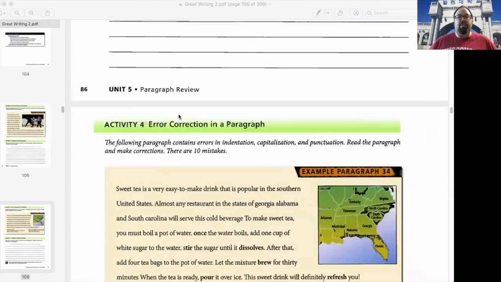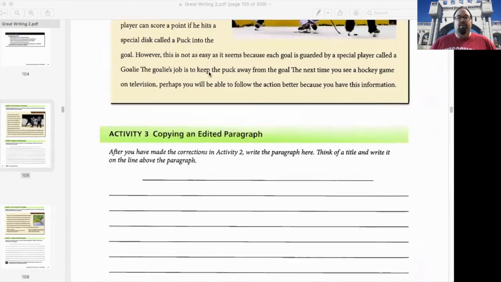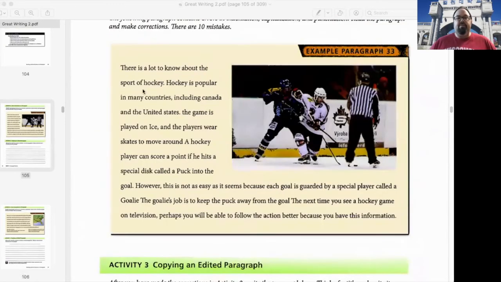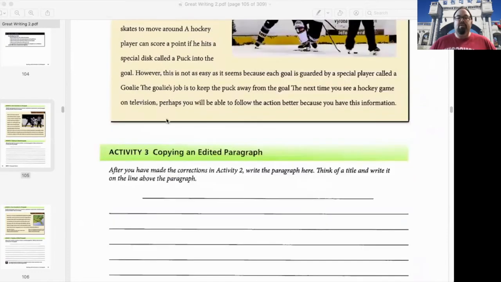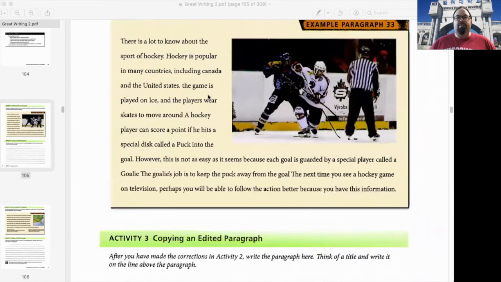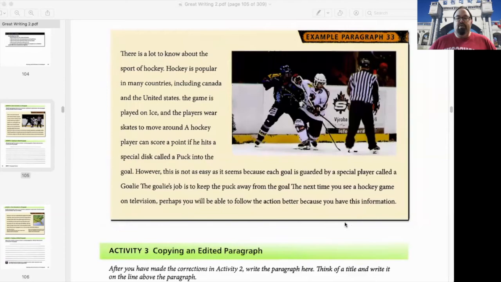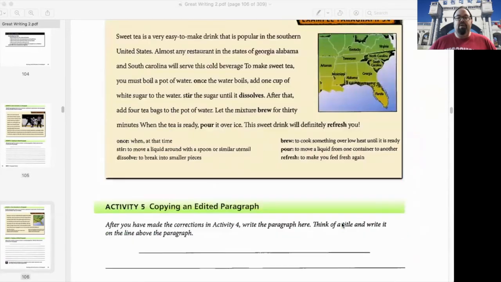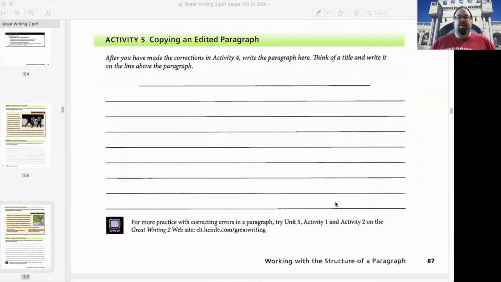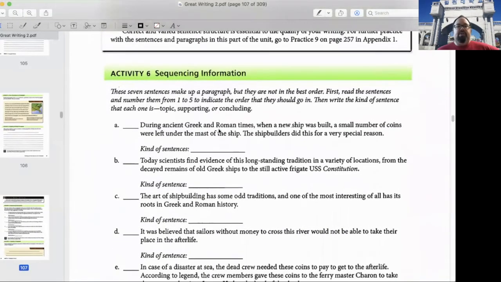Okay. Before you move on to these, be sure to rewrite. You're going to give this one a title. Think about a good title for this. You write the title down here and then indent the first line, and then rewrite. Just copy this paragraph, making the changes that you pointed out here. And then you can go on and do the same thing for the rest of these paragraphs down below. And then we're going to move down to sequencing information.